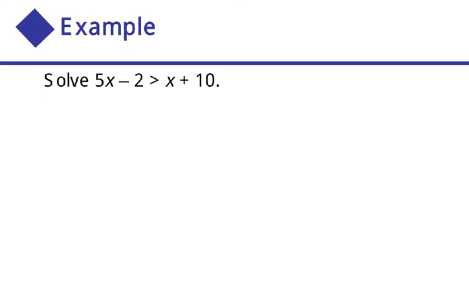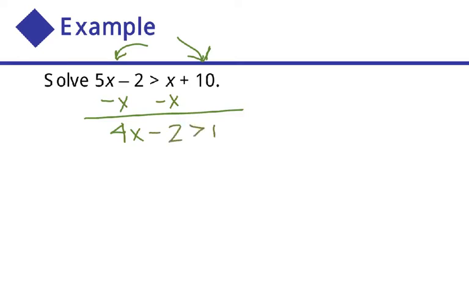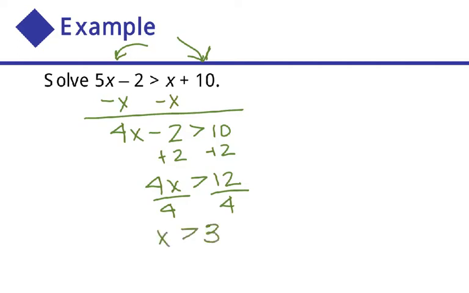So here, I'm going to move variables onto this side, and I'm going to move numbers onto this side. So I'll subtract x from both sides, and I will get 4x minus 2 is greater than 10. Add the 2 to both sides, and I'll get 4x is greater than 12. Divide everything by 4. That's a positive number, so I don't need to worry about it. And I get x is greater than 3.